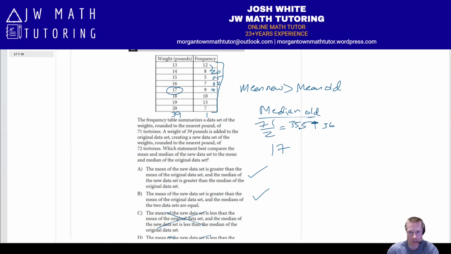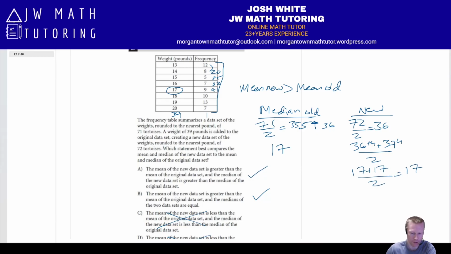Now with the new data set, okay, so median for the new, we have 72 values. Divide that by 2, we get 36. That means that the median will technically be the average of the 36th and 37th values. So we have to find the 36th and 37th values and find their average, and that's going to be our median. So notice I already went down this frequency column, right? And it jumps from 32 to 41. So that means the 36th and 37th values, they're both 17. So therefore, the average of 17 and 17 is just 17. 34 divided by 2 is 17.